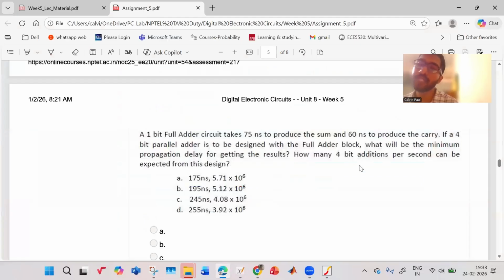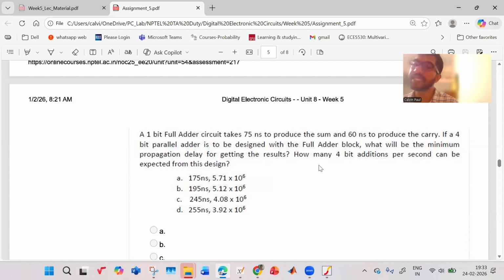So how many 4-bit additions? What will be the minimum propagation delay for getting the results? That is 255 nanoseconds. That overall thing you see from your input to your output, how much delay it is taking. Delay could also be more. But what is the delay which it is taking? That we calculated to be 255 nanoseconds.